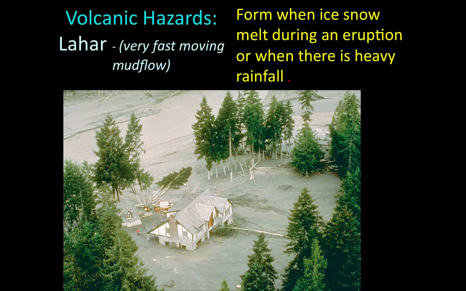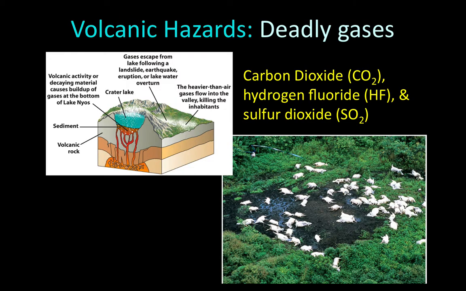You could also have lahars when there's a lot of heavy rainfall in a volcanic area because the sediments that compose the bedrock, will cover the bedrock in the landscape, can often be filled with lots of volcanic ash from previous eruptions, and that ash can mix with the water and really start to liquefy and be a really big hazard. The third volcanic hazard that we'll consider is the deadly gases.